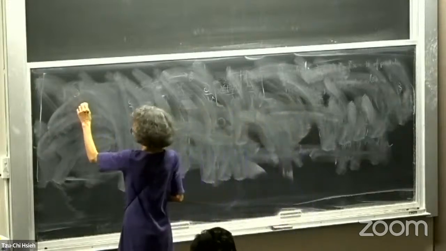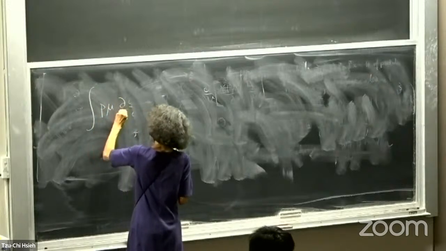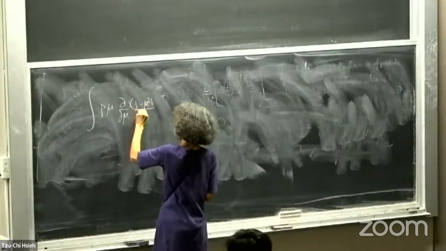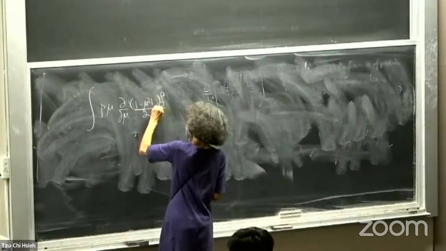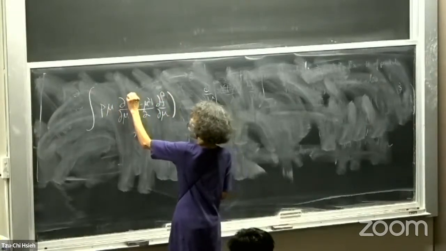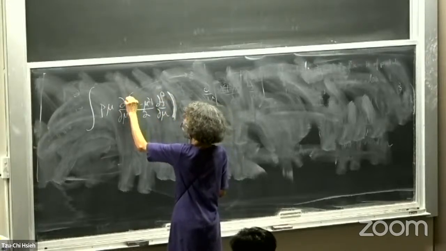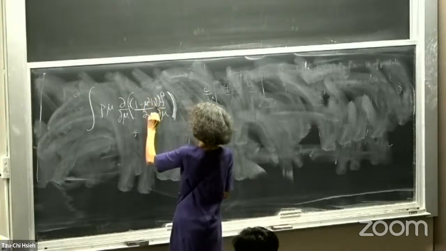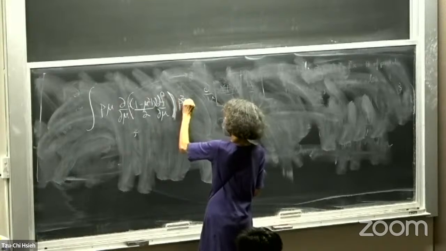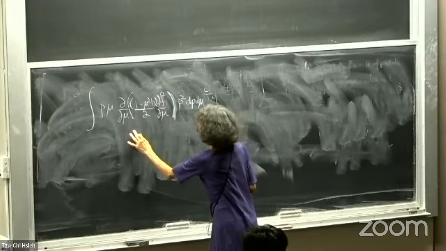Okay, so the integral of p mu d by d mu of (1 minus mu squared over 2) df d mu, there's a nu here. And now let me write down explicitly what d3p is. It's p squared dp d mu. Okay, what should we do?